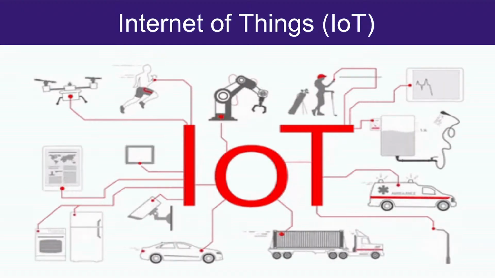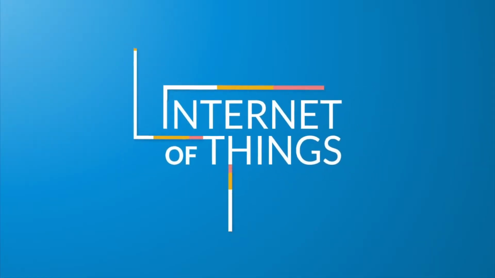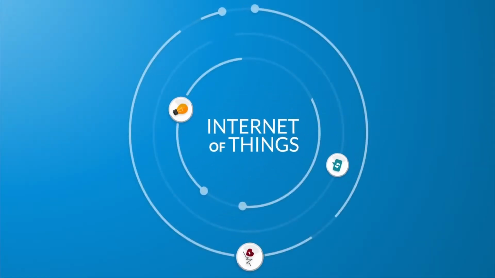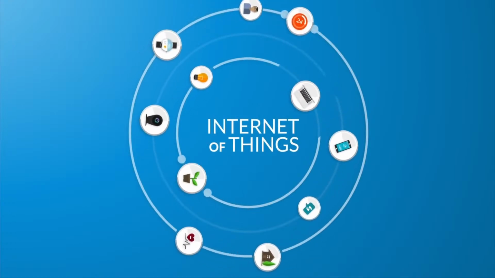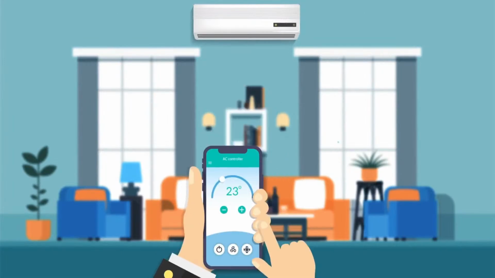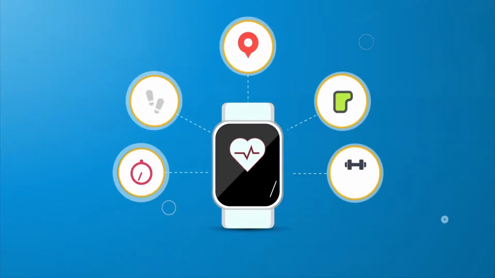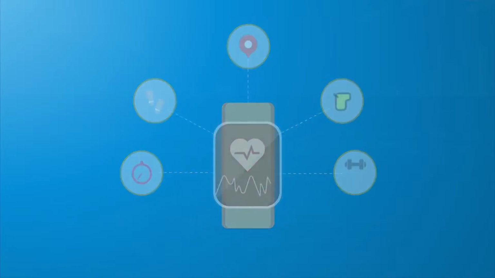Okay, it was a good break. Now let's talk about IoT. The Internet of Things, or IoT, is influencing our lifestyle from the way we react to the way we behave. From air conditioners that you can control with your smartphone, to smart cars providing the shortest route, or your smartwatch which is tracking your daily activities.